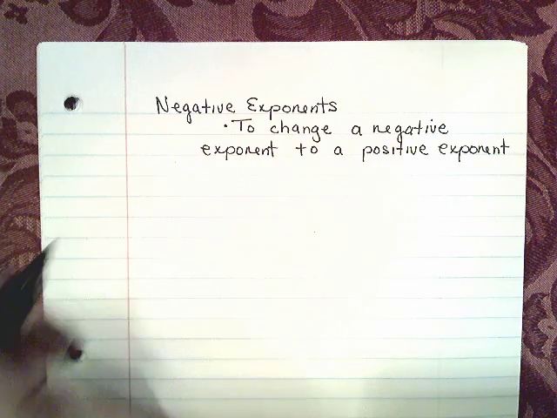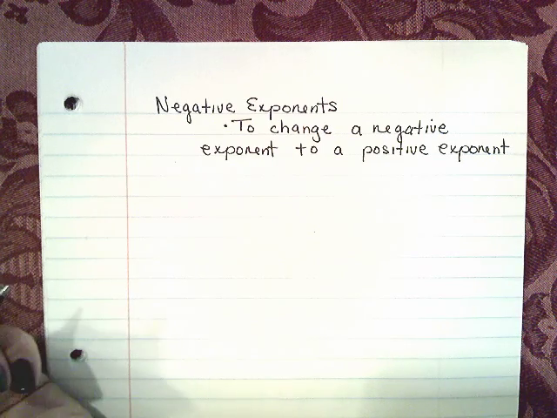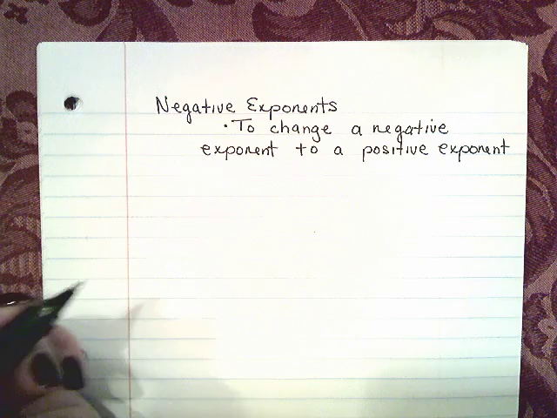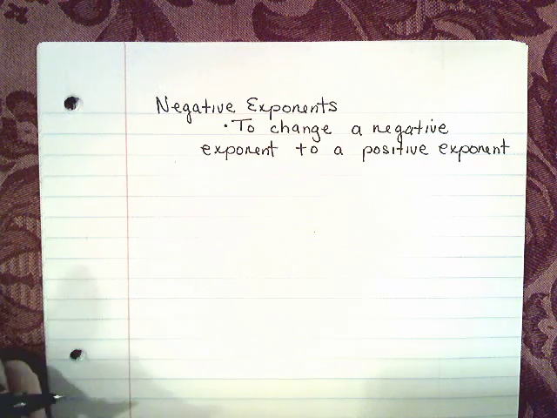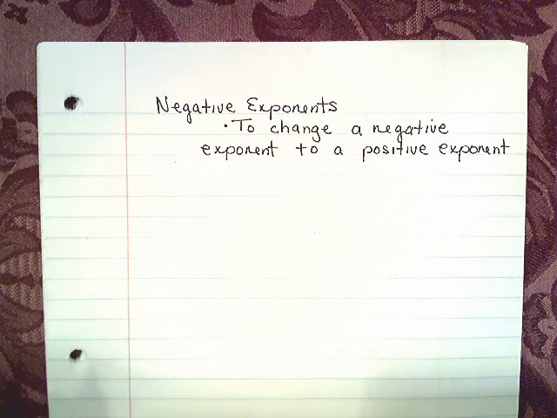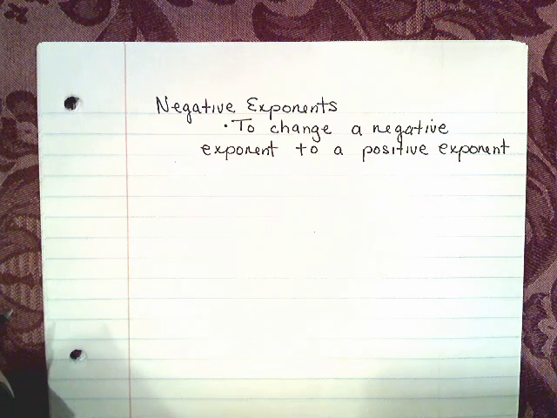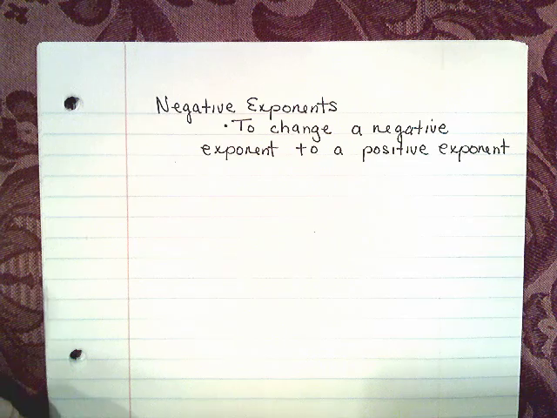So like the previous video when I had 4 to the second power, 4 to the second power is 4 times 4, which is equal to 16. If I said 4 to the negative 2 power, that's not going to be negative 16 or negative 8. We need to change that so that it's no longer a negative exponent, it's a positive exponent. We can only operate with positive exponents.